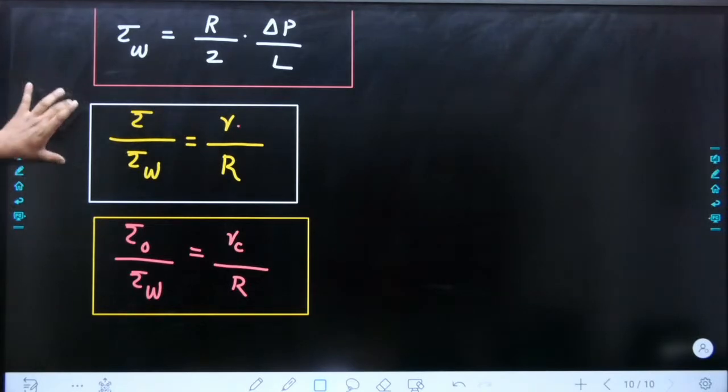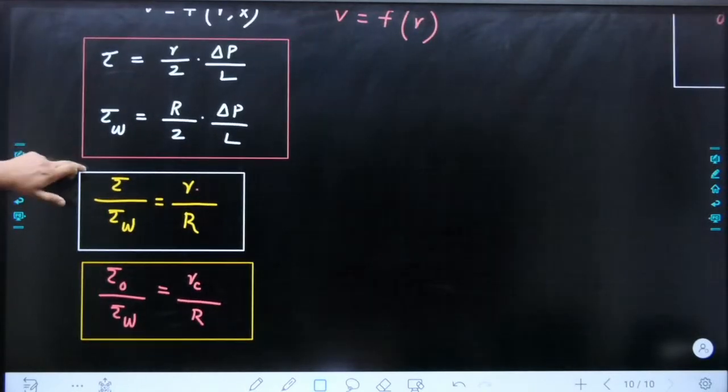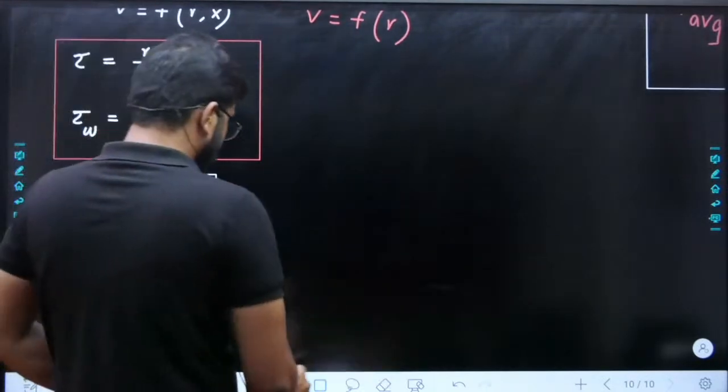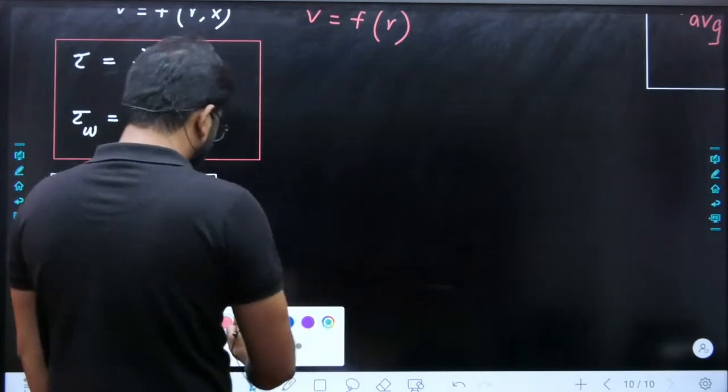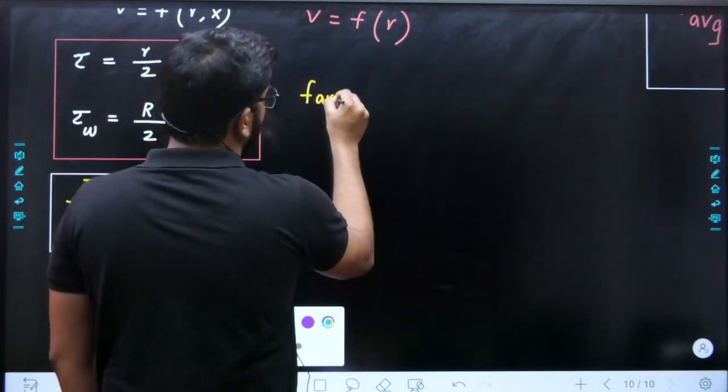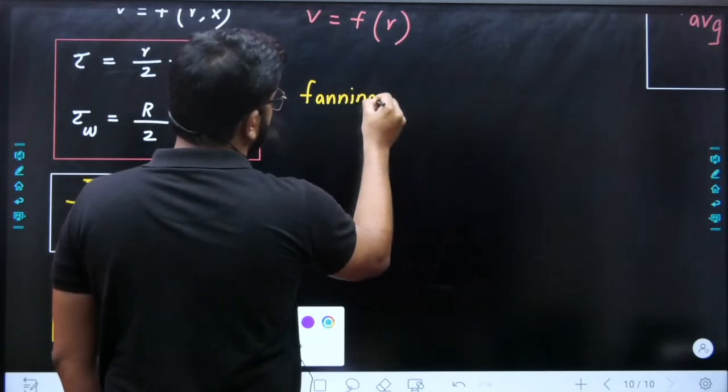Now, coming back, what is the equation for fanning friction factor? What is the definition of fanning friction factor?